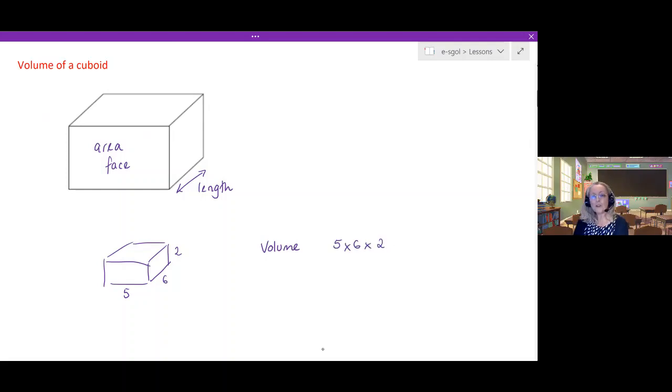And the one thing that you've got to watch out for, particularly on this, is if you're given something in mixed units. So if I was given some of the units as centimetres and some of the units as metres, I would have to change everything into centimetres, or I would have to change everything into metres before I worked out the answer, because you can't mix units when you are doing volume.